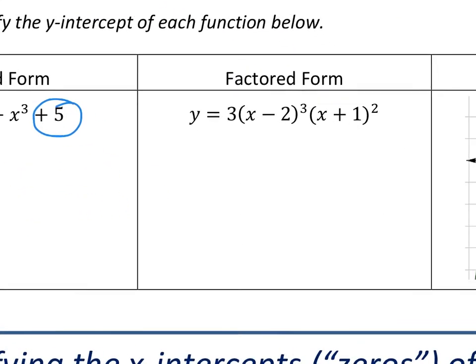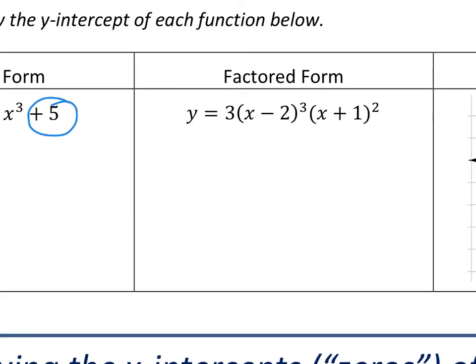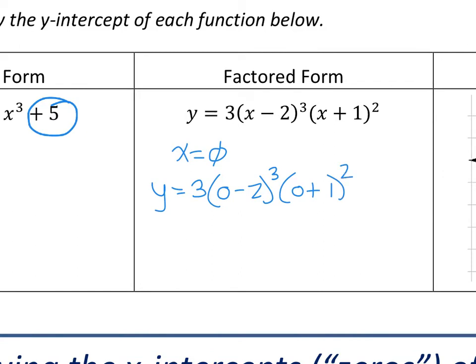And if we are already in factored form, you're going to do the same thing. You're going to evaluate the function at x equals 0. Anywhere you see an x, you're going to replace it with 0, and simplify the function using the correct order of operations. So in this case, we're going to have to do our exponent simplification first. So negative 2 cubed is going to be negative 8. And negative 8 times a 1 is negative 8. And negative 8 times a positive 3 is going to give us negative 24. So that would be our y-intercept for this function.